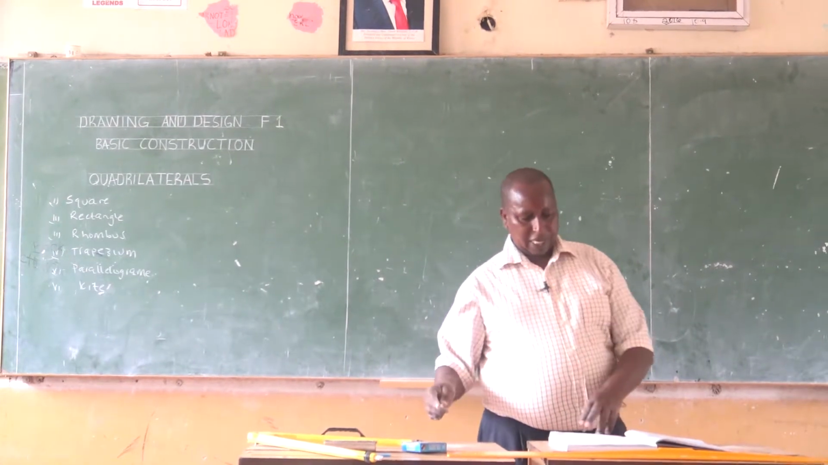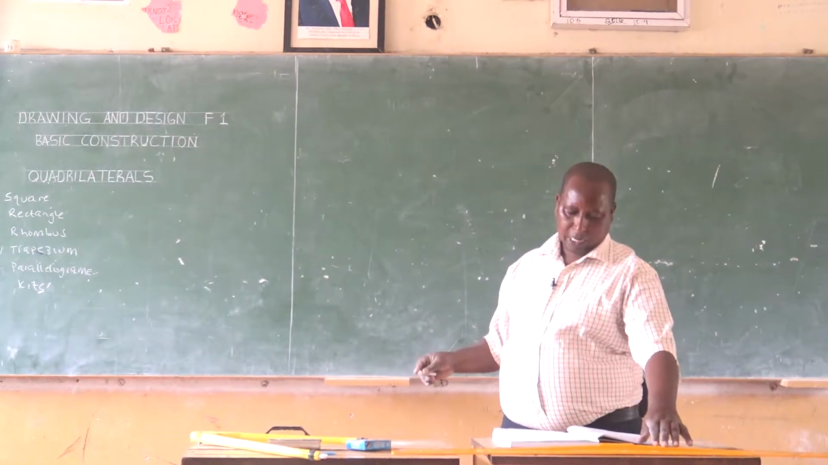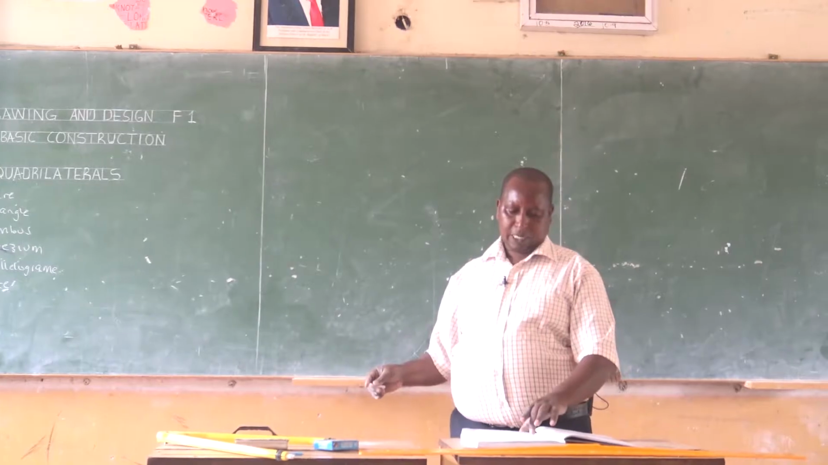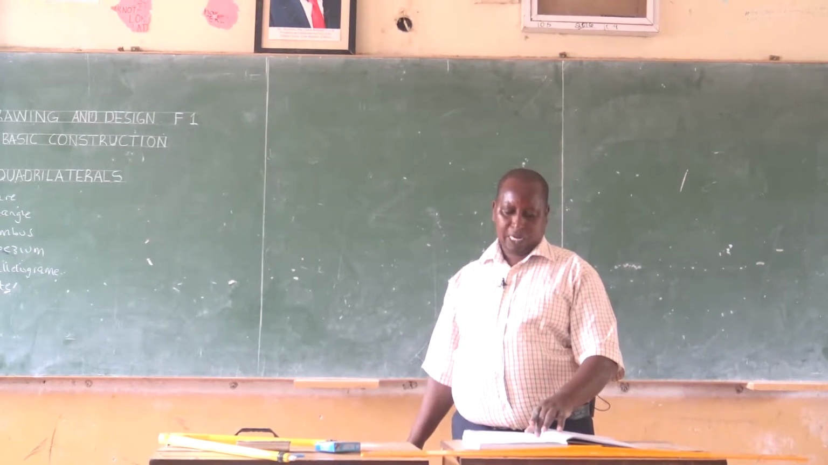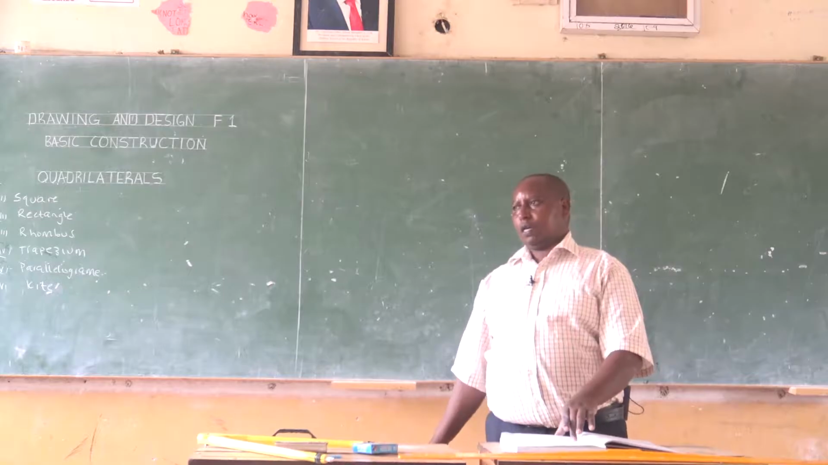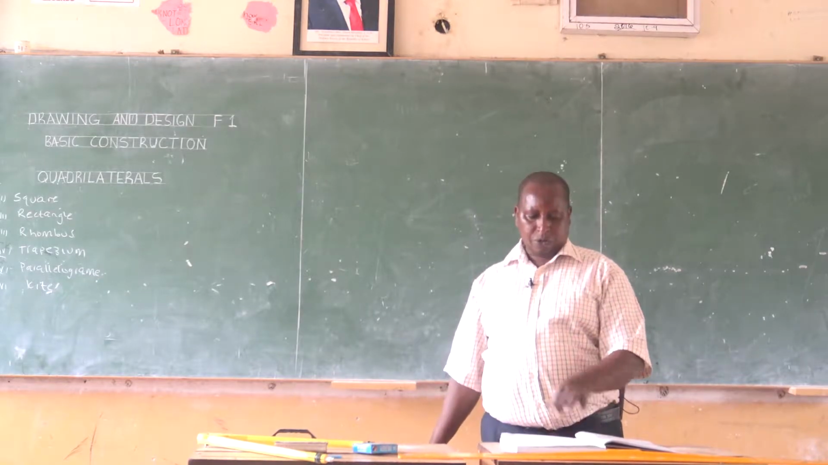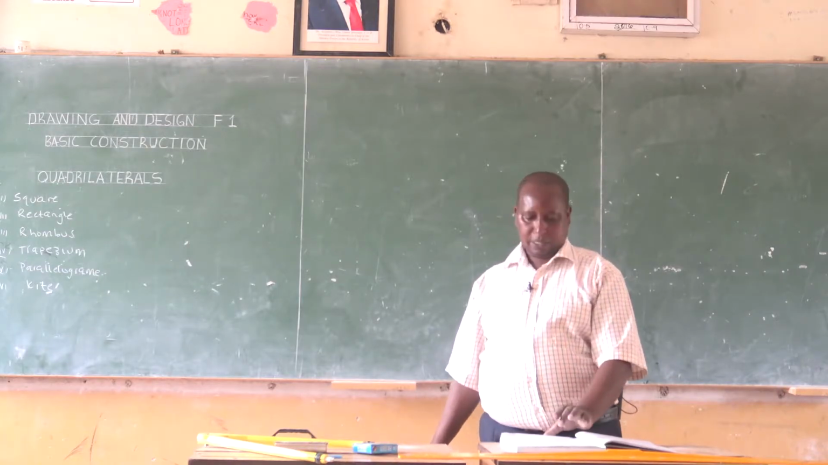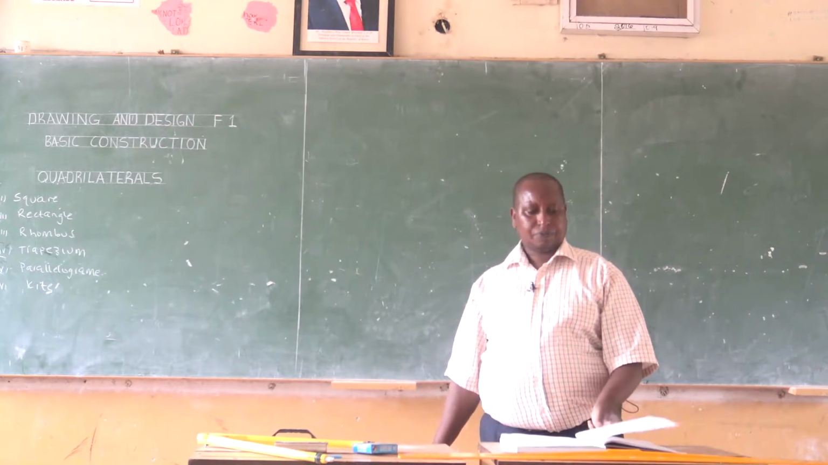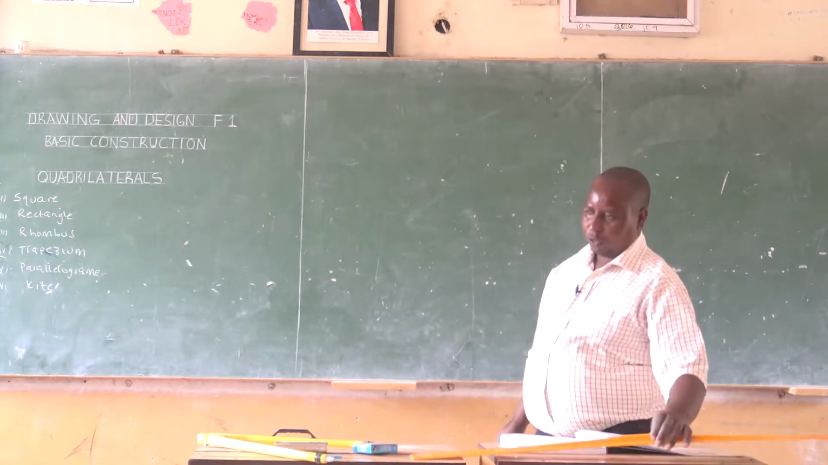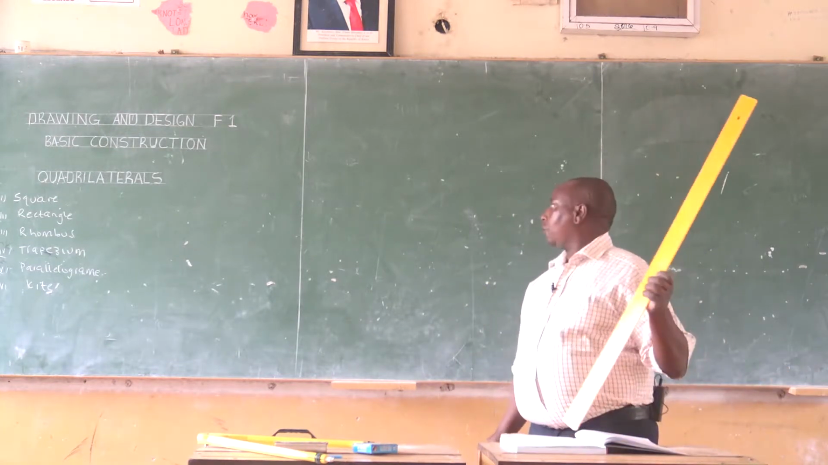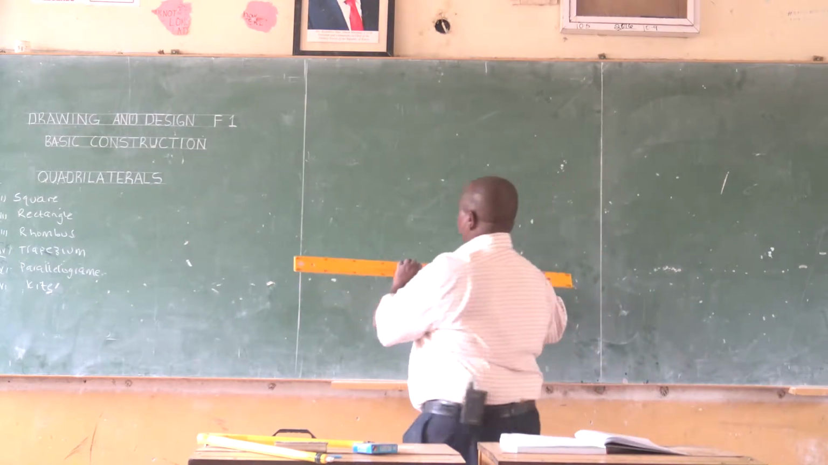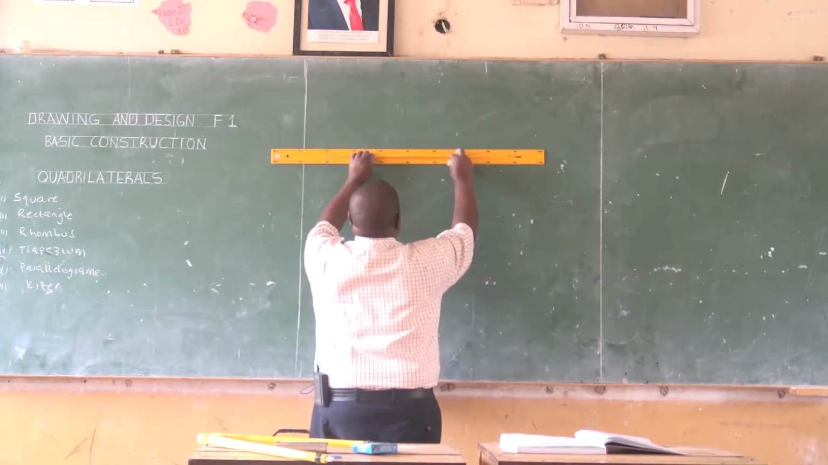We expect that by the end of this lesson the learner should be able to construct a square given a side, construct a rectangle given 2 sides, or given a diagonal and 1 side. Construct also a rhombus given 1 side and 1 angle, and also construct a parallelogram and a kite. Now on to the first construction of a square.